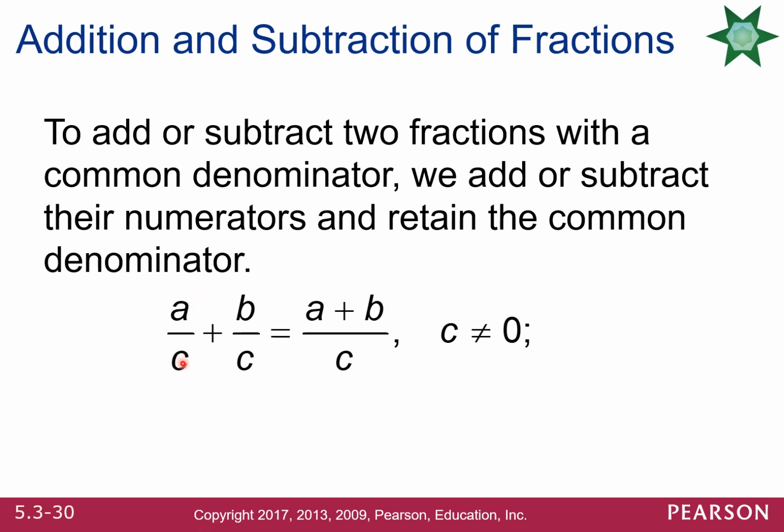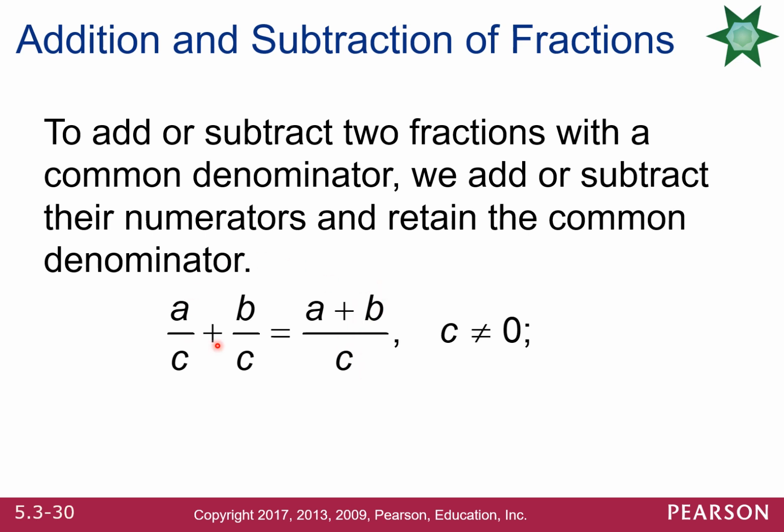So in general terms, in algebraic terms, if the first fraction is a divided by c, and to it we want to add b divided by c, here we see that the denominators are both c. That means they have the same value. Then all we do is write the denominator c, and we add the two values in the numerator. Again, provided c is not 0. Denominator can never be a 0. All right, keep that in mind. So we'll end up with a plus b divided by c.